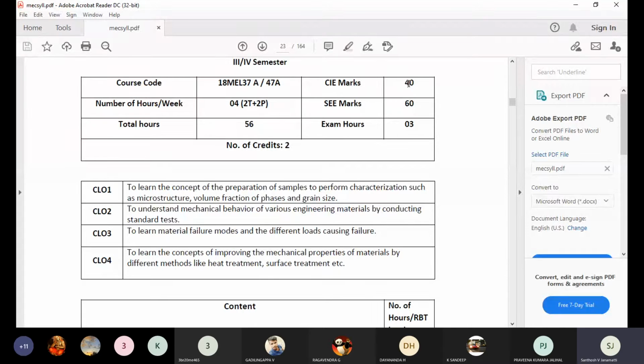And the remaining 40 marks you can get from the internal. So here we will give the 40 marks in internal.